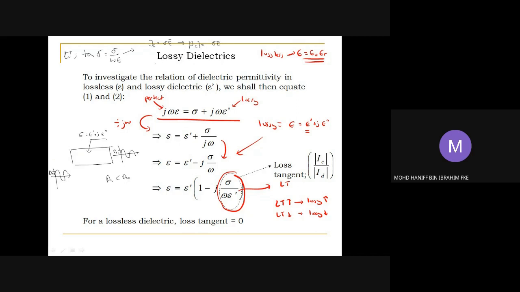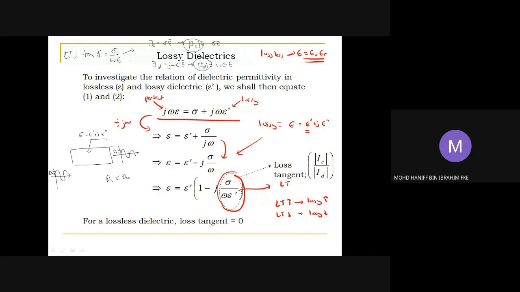Whereas if I consider the JD, which is my displacement current, in terms of the vectors, it will be J omega epsilon of E. So in terms of the magnitude, JD will be equal to omega epsilon of E field, or just the E. Based on this, if we take a ratio between the conduction current and the displacement current, the ratio between JC and JD will give us sigma over omega epsilon.